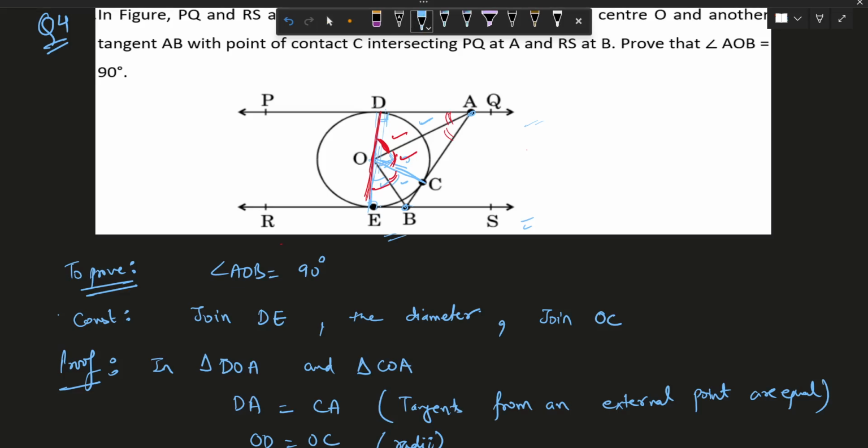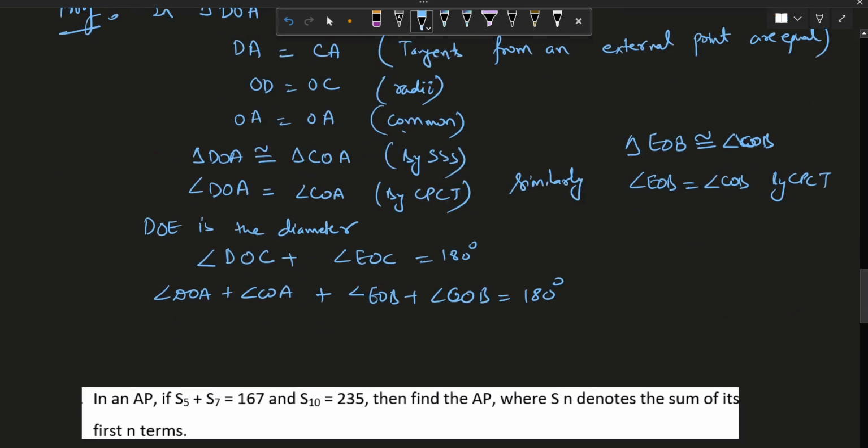Okay. So I'll say that sum of angles on a straight line. DOA equals to COA. This is 1, this is 2. So from 1 and 2, what will you get?